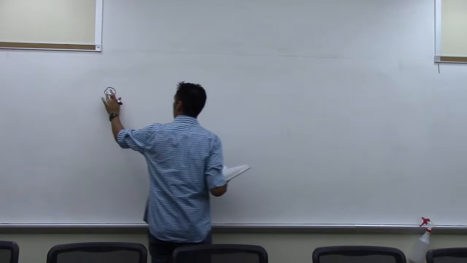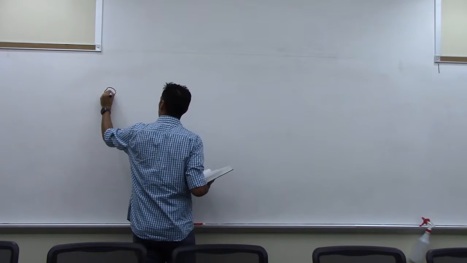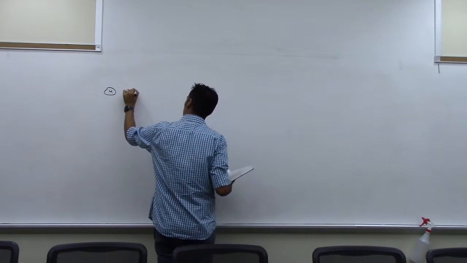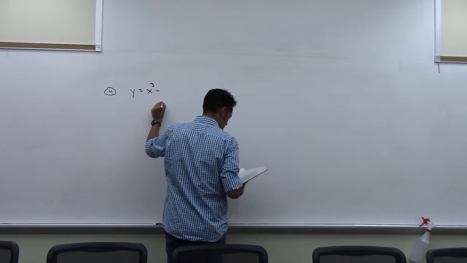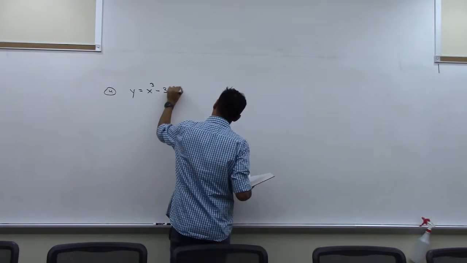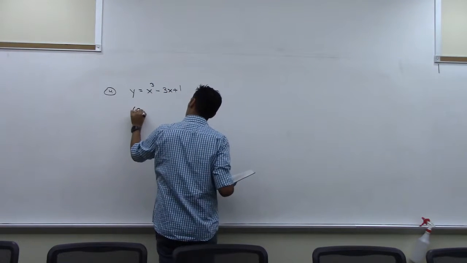I think I'm going to do 4. So I'm letting you do 2 and 3. I'm going to do 4, because the algebra in number 4 is just a little bit different. x cubed minus 3x plus 1 at the point (2, 3).